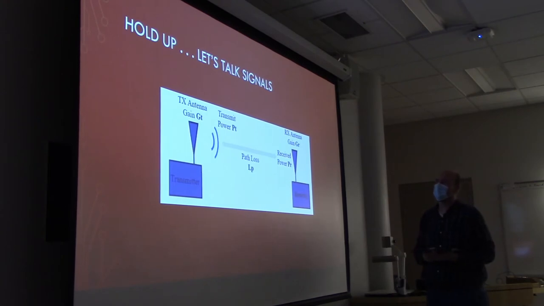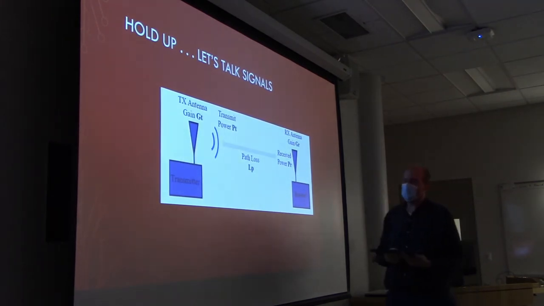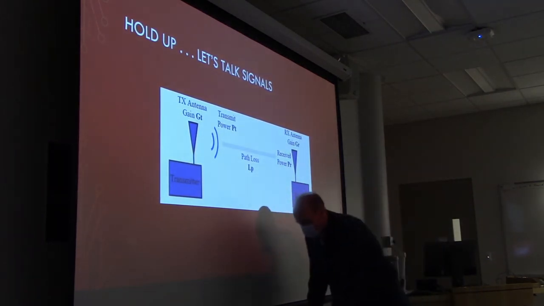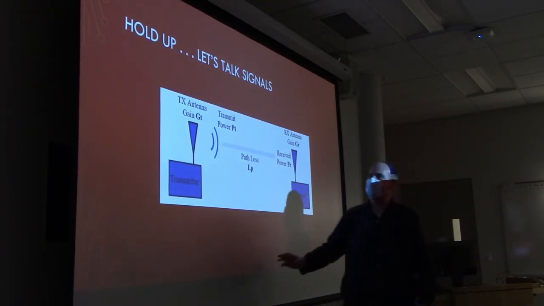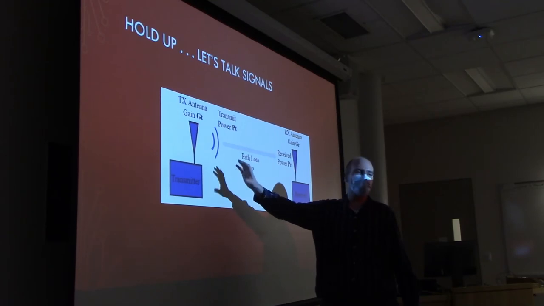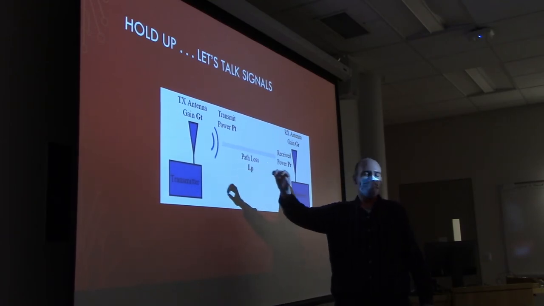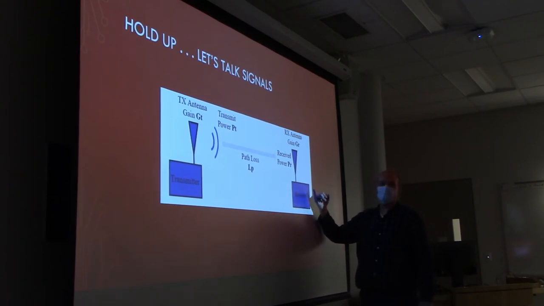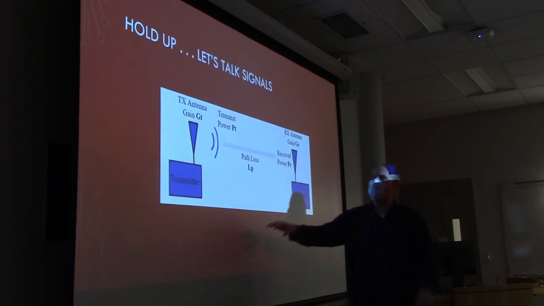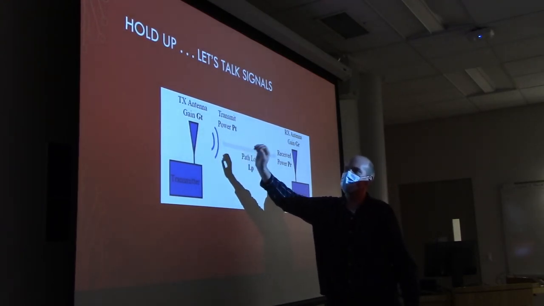Let's talk about signals. So if you want to be able to transmit a signal a long distance, there's sort of two things that you care about. One of them is how powerful is the signal when it's transmitted? And how sensitive is the receiver? So how low power of a signal can show up at the receiver and the receiver still be able to determine what that information being transmitted was?